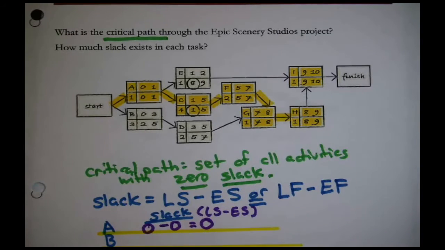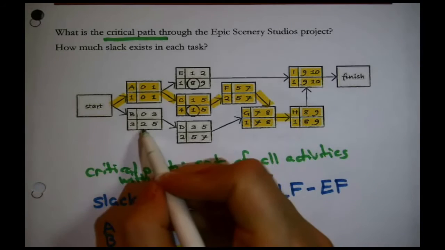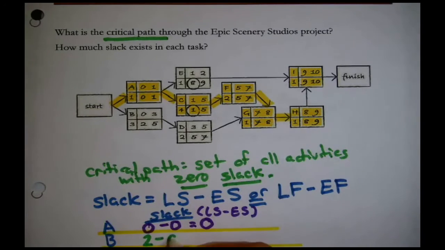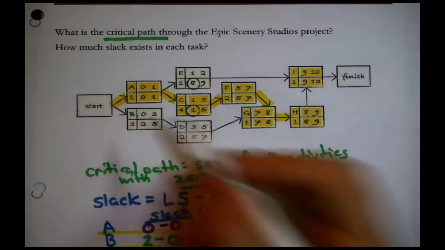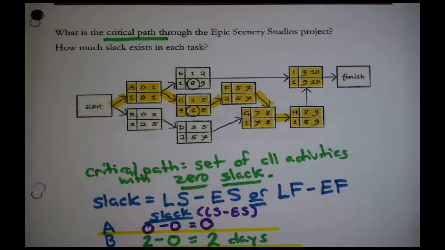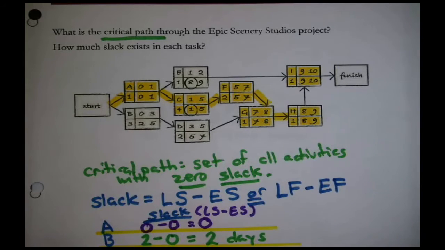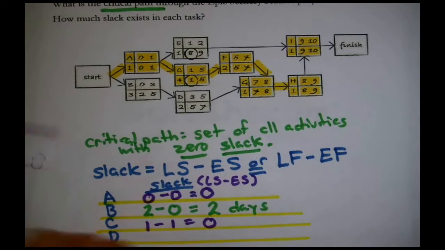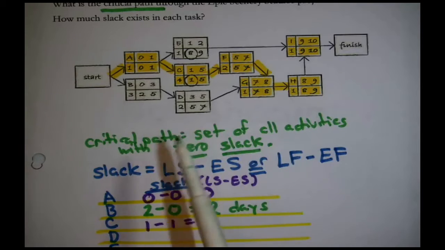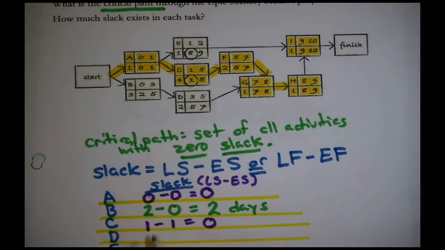Well, that's not very interesting. Hang on to that thought. Now, for B, the late start time is 2. The early start time is 0. So there's a slack in activity B of 2 days. For C, the late start time is 1. The early start time is 1. There's another one where the slack is 0. We say there's no slack in that activity. For D, the late start time is 5. The early start time is 3. There's another instance of 2 days worth of slack.